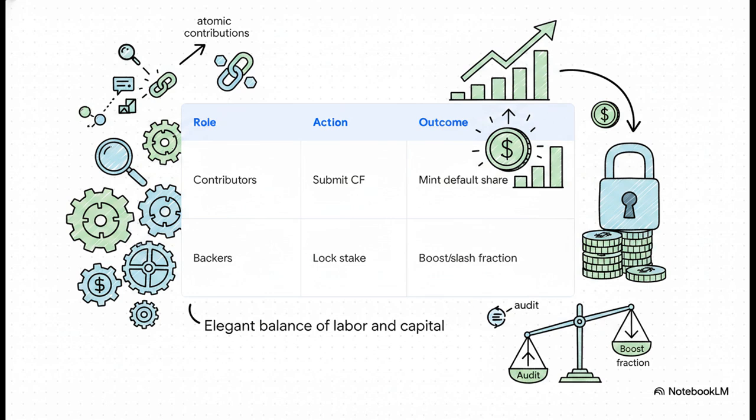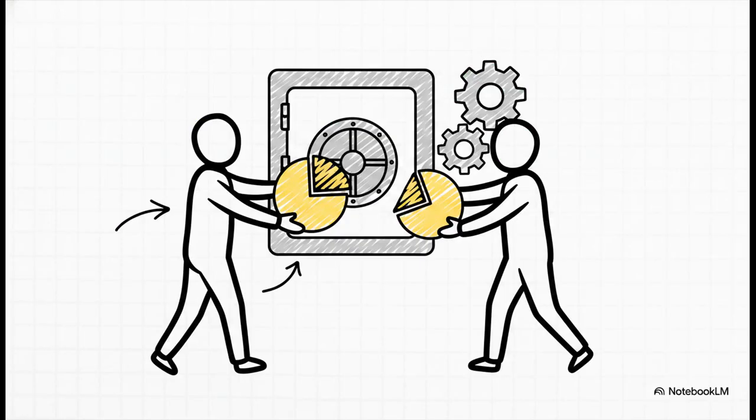But then, on the flip side, you have knowledge backers. They aren't providing raw data. Instead, they lock up their stake as a show of confidence to essentially underwrite the data's quality. Then, based on scheduled audits, those backers can have their fractions boosted if they were right or slashed if they were wrong. We definitely need to touch on liquidity too.